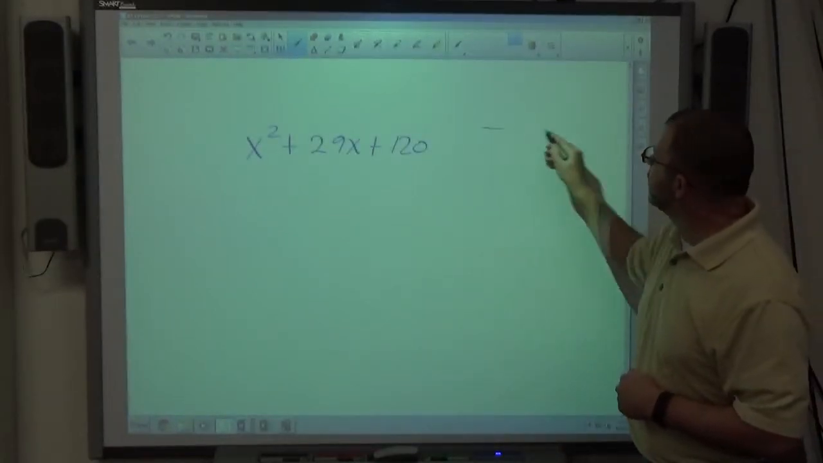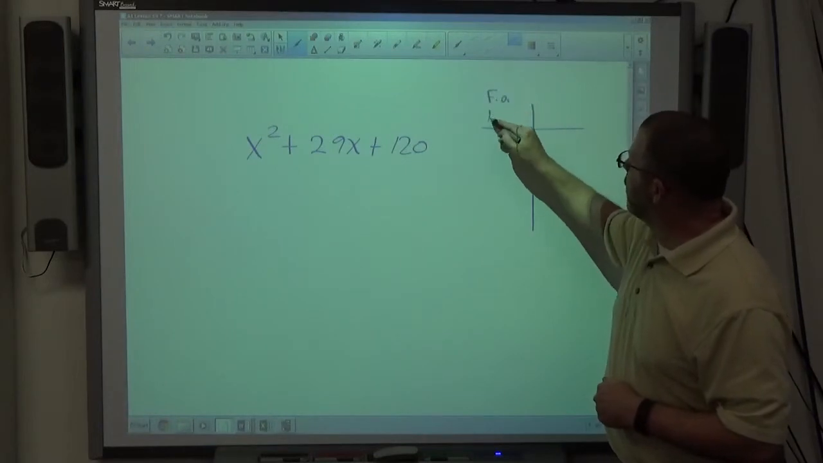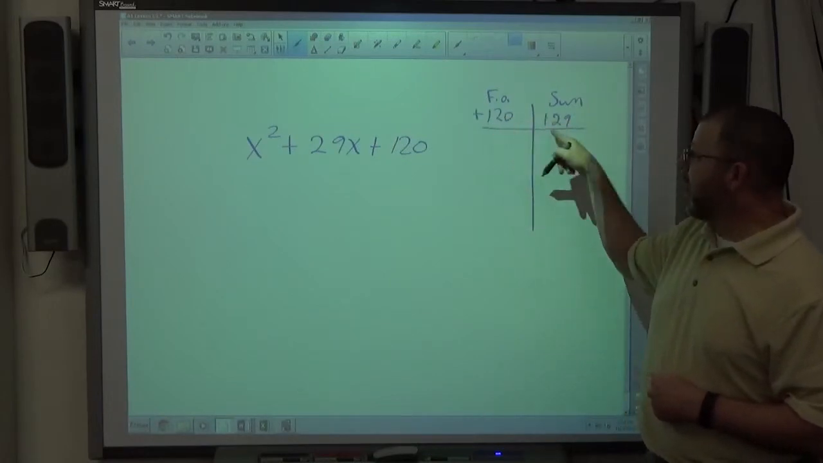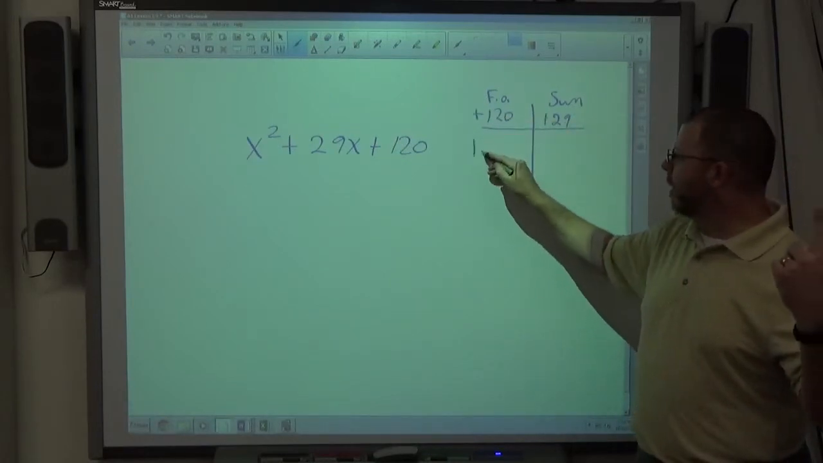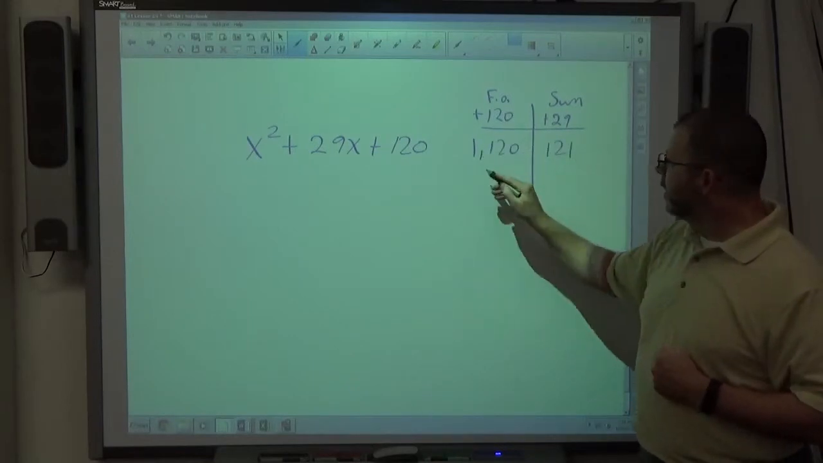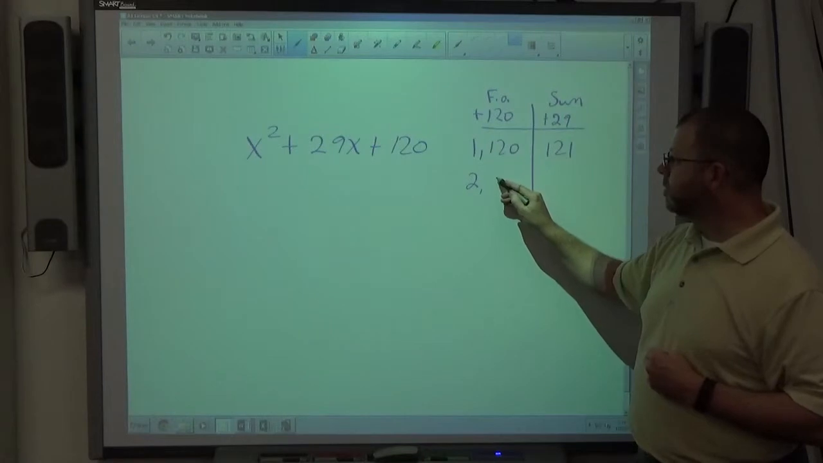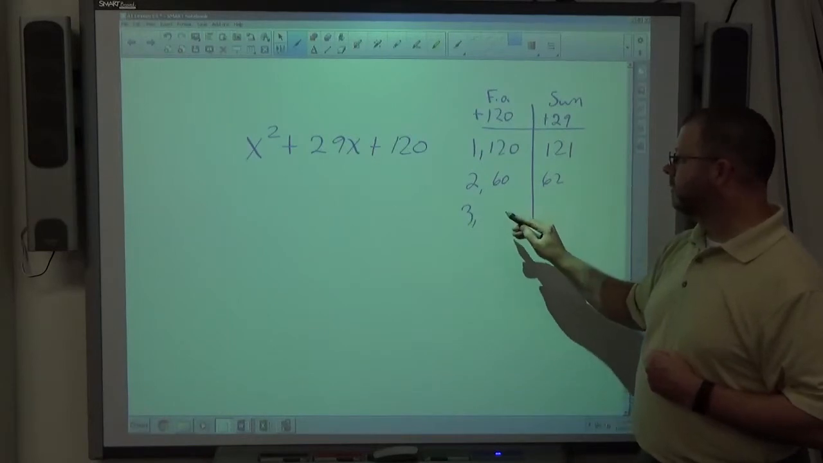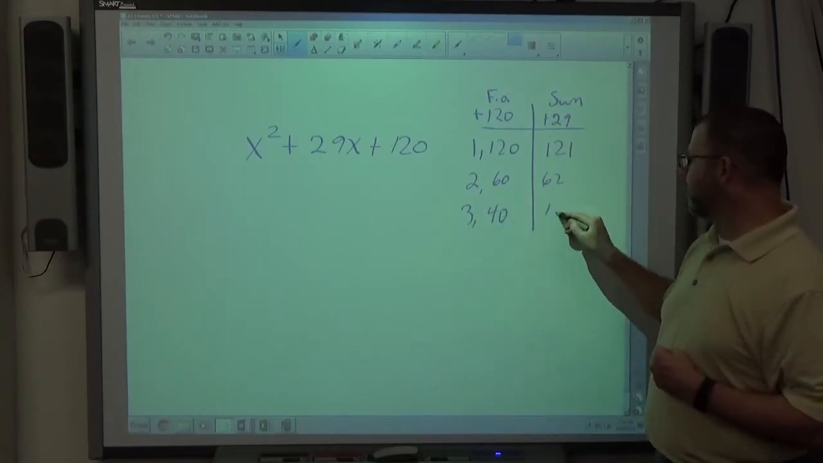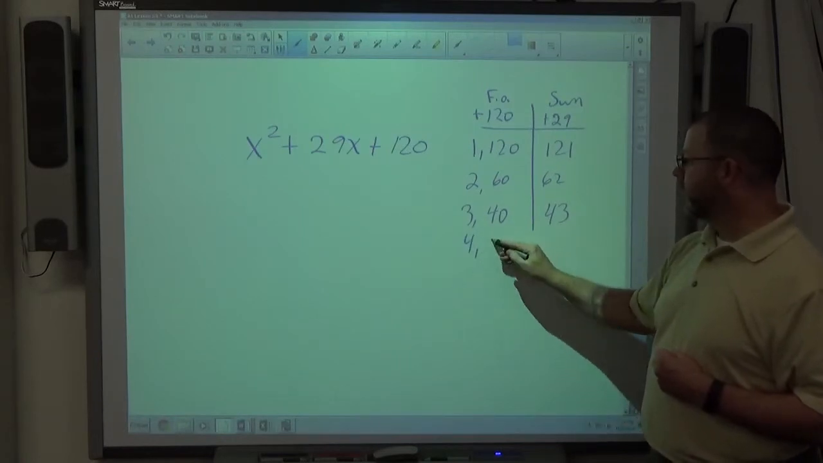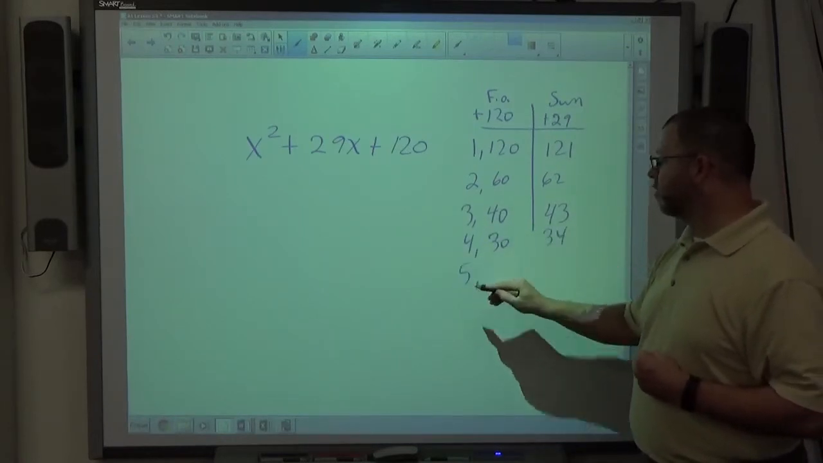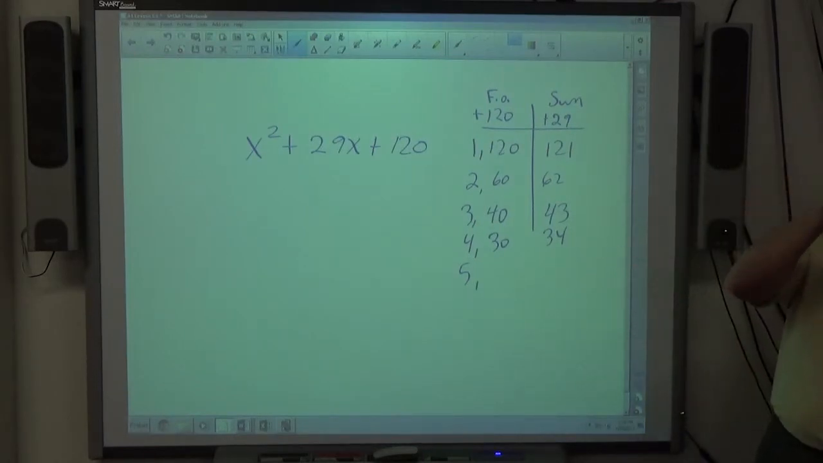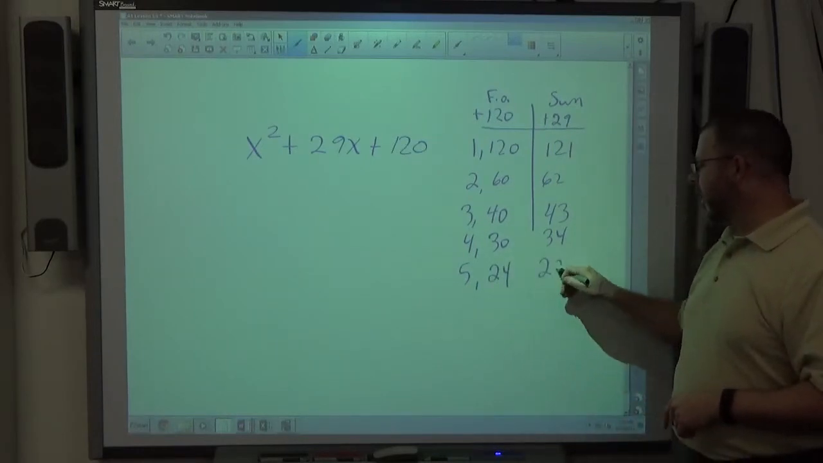If I make a systematic list here, what I mean is we want factors of positive 120, and we want the sum of those factors to be positive 29. Both positive, right, to make this happen? Start at 1, 1 times 120. Wrong. Next number up, 2 times 60, which makes 62. Wrong. 3 times 40, and that makes 43. Still wrong. 4 times 30 makes 34. Still wrong. 5 times 24, 24 makes 29. Got it.